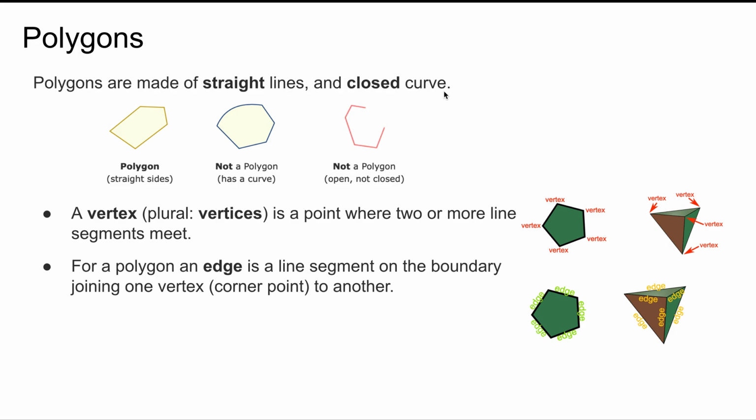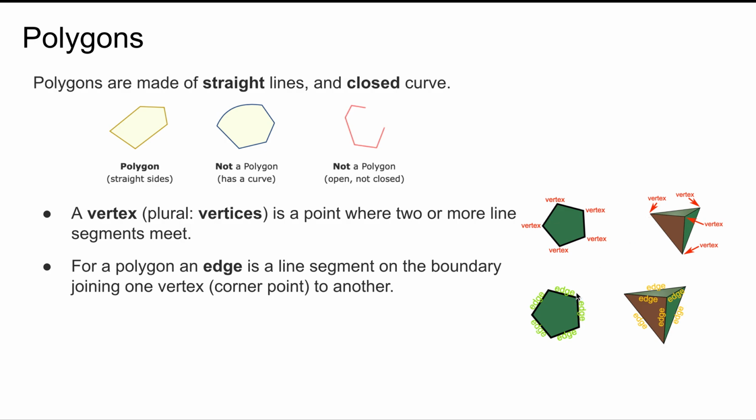Okay, in polygons we have to know some terminologies again. So vertex, or vertices for plural. Each vertex is a point where two or more line segments meet. So like this line and that line meet there, so it's a vertex. For 3-dimensional shapes, you have 3 lines meeting there, so it's also going to be a vertex.